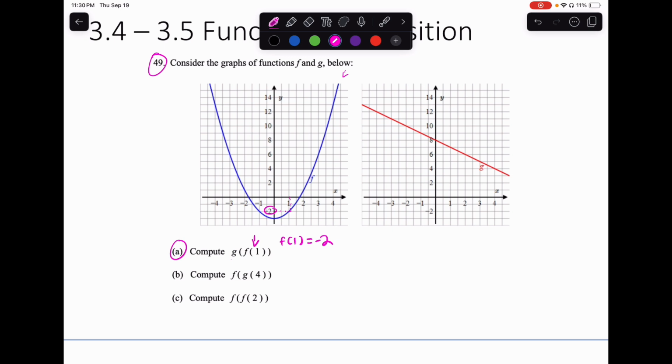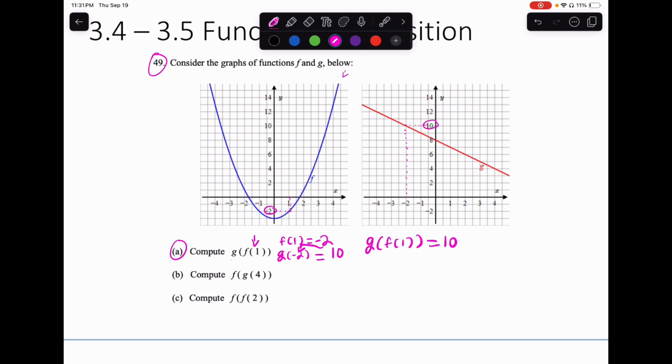We take that output, and that's going to be our input into g. -2 just goes right in as an input for g, and we find what that is. So what is g of -2? Well, we look over here at the red line. When x is -2, our y value is 10. So what that means is g of f of 1 is going to be equal to 10.